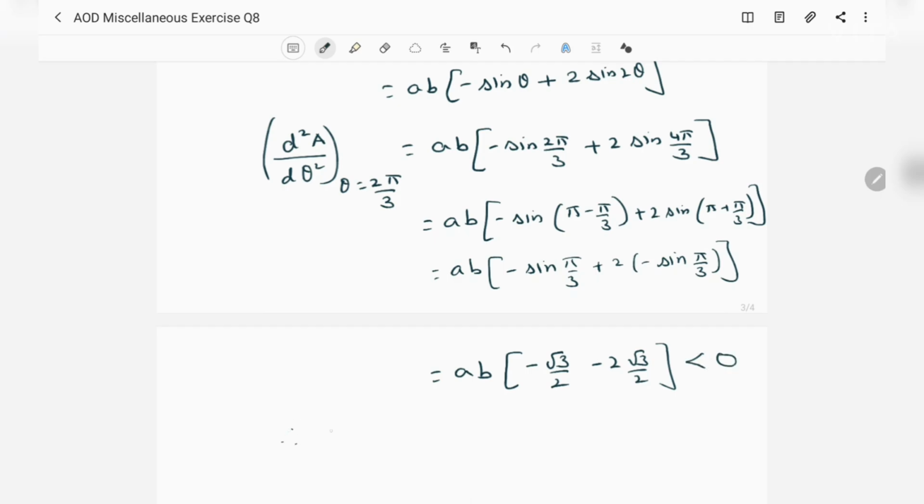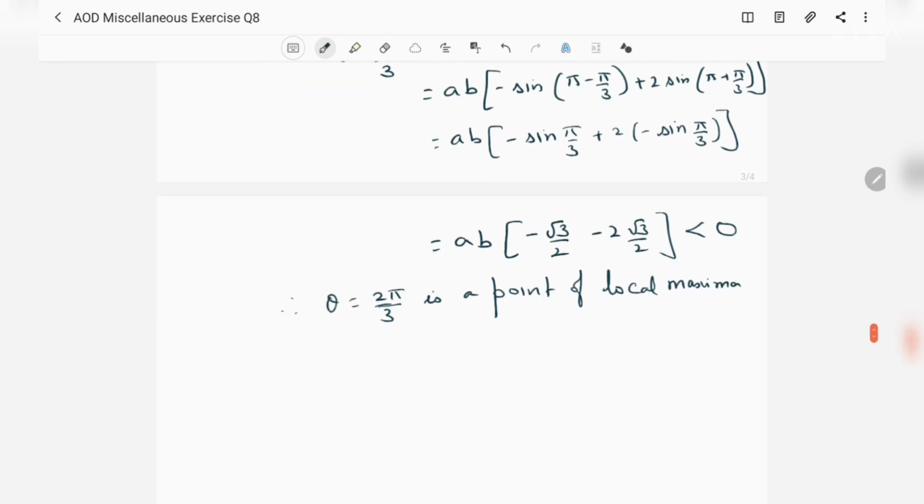Therefore theta equal to 2 pi by 3 is a point of local maxima, which means that at theta equal to 2 pi by 3, we say A is maximum by second derivative test.